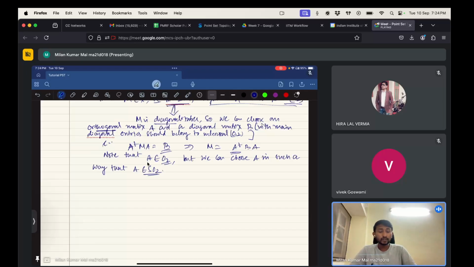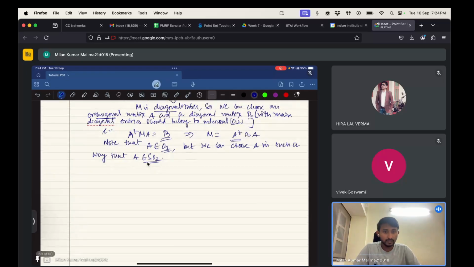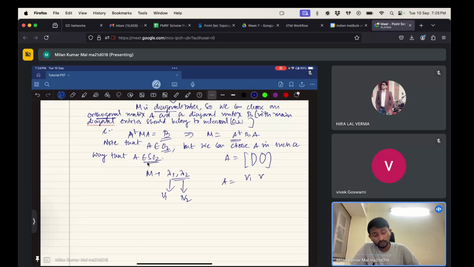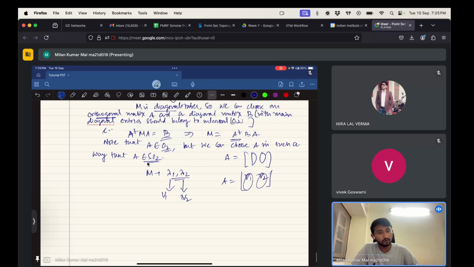Why is this happening? When you do the diagonalization, what is A actually? Suppose the matrix M has two eigenvalues lambda 1, lambda 2, and corresponding to these two eigenvalues there are two eigenvectors V1, V2. Then this A is nothing but V1 and V2 placed as columns. V1 is some column vector, V2 is some column vector. This is the way A is in general given.